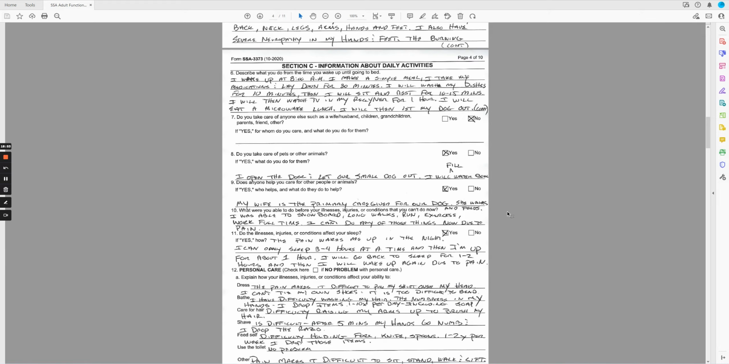Do the illness, injuries, or conditions affect your sleep? Of course, I wrote yes, because that's how I describe my typical day. And I wrote, the pain wakes me up in the night. I can only sleep 3 to 4 hours at a time. And then I'm up for about 1 hour. I will go back to sleep for 1 to 2 hours, and then I'll wake up again due to pain. So I'm being very specific on how it affects my night. I'm using numbers and time here.